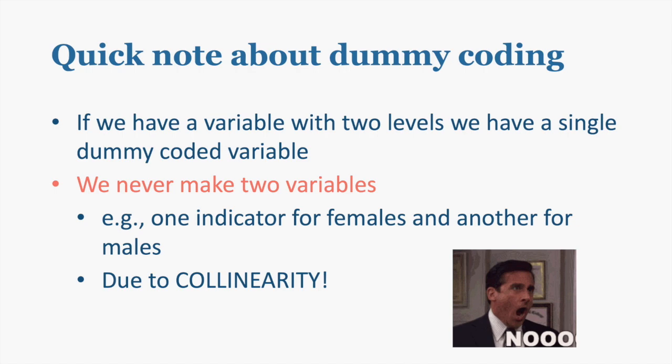So think about, what if you have 3 levels? If you have 3, you have 2 dummy variables, because 2 will give you all the information you need for the 3 groups. Because if you know they're not in one group and you know they're not in the other group, you know they're in the 3rd group. So it'll always be that way. The number of levels minus 1 is how many dummy variables you need.